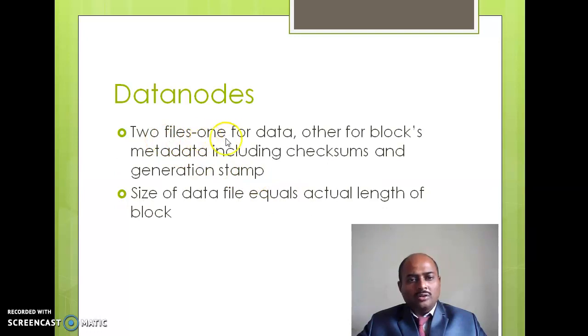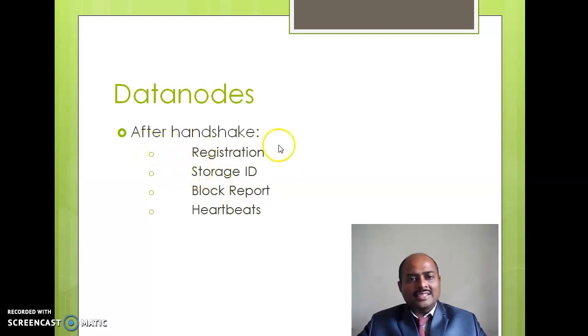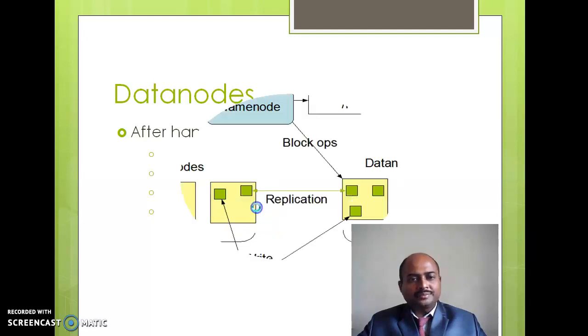Two files are kept, one for data and the other for block metadata, including checksums and generation stamp. The size of the data file equals the actual length of the block. Data nodes start with a handshake, using the namespace ID and software version. With these two pieces of information, we can easily identify the data nodes. After the handshake, they register. In the registration process, there is the storage ID, then block reports, then heartbeats.